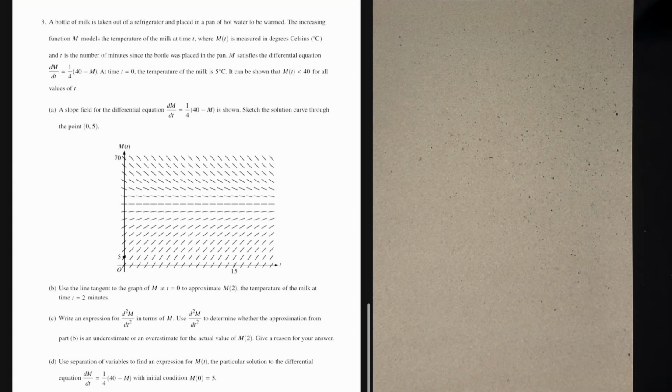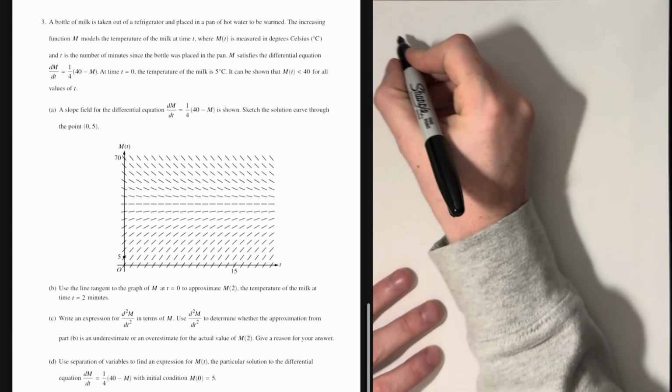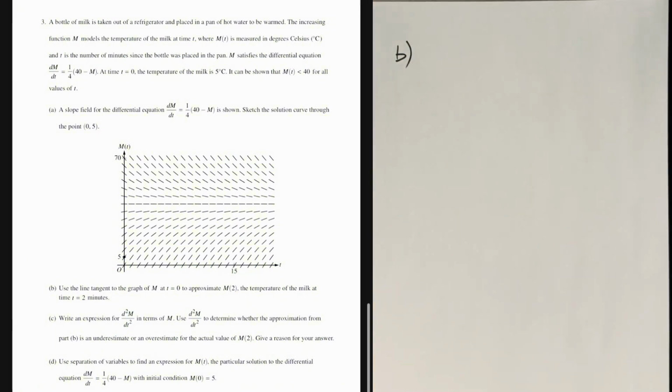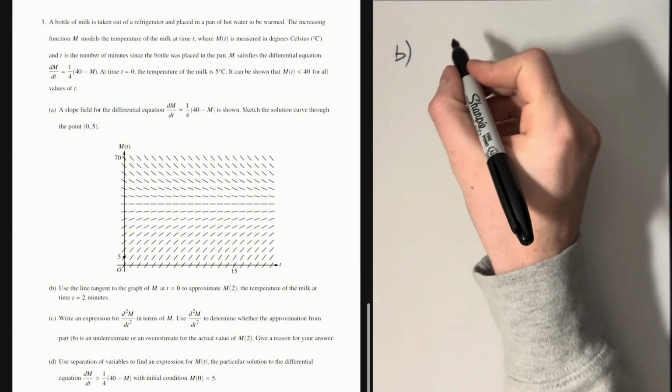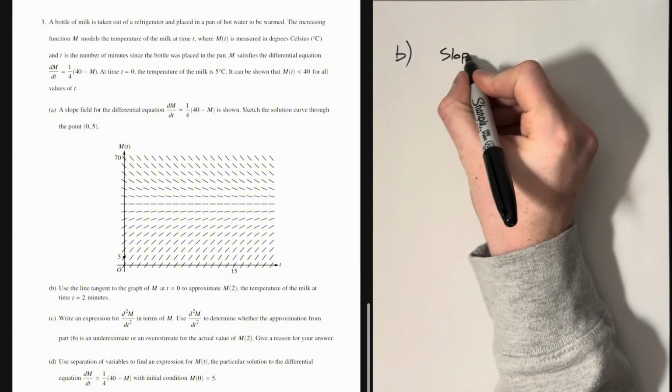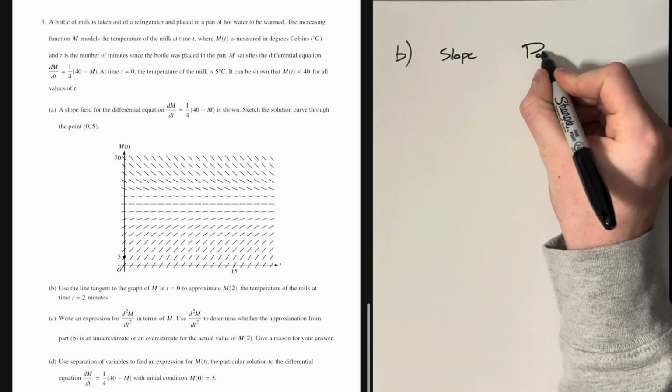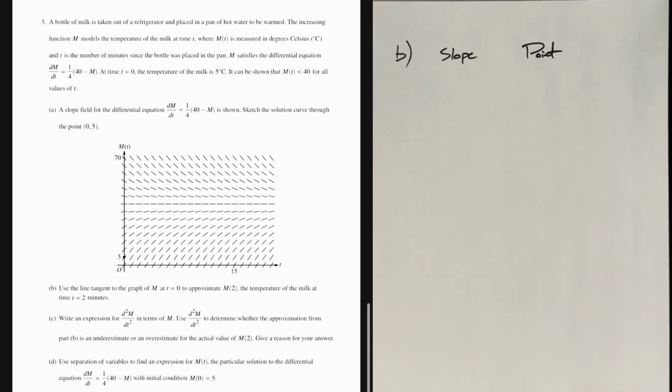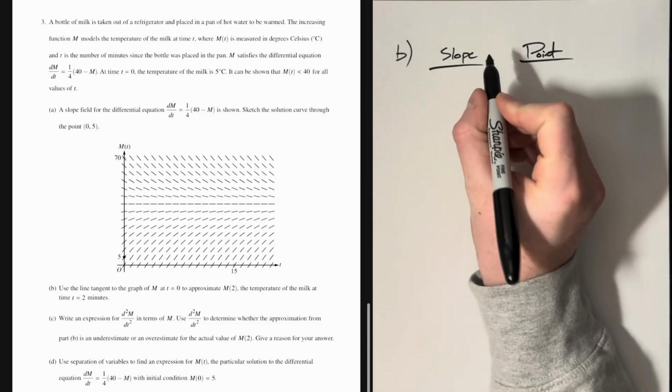But we'll move on to part B. Now part B says, use the line tangent to the graph of m at t equals 0 to approximate m of 2, the temperature of the milk at t equals 2 minutes. Now, there are two things that we need for an equation of a tangent line. We need a slope, and we need a point. If we get both of those things, I can very easily find the equation of the tangent line and approximate a point. So, let's look at the point first.